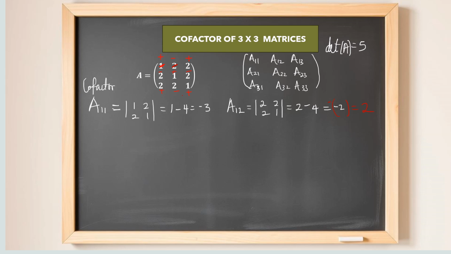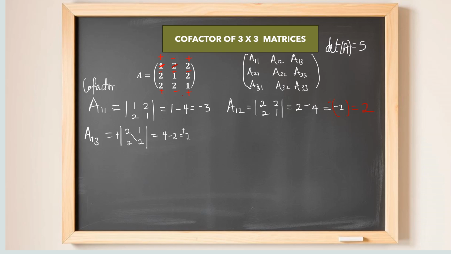And the next one here we have A13. That is the last one here. Now, for this, this row and this column will be crossed out. So we have 2, 1, 2, 2. Here we have 2 times 2, which is 4, minus 2 times 1, which is 2. If you look at the sign here, it's positive. So this will also be positive.